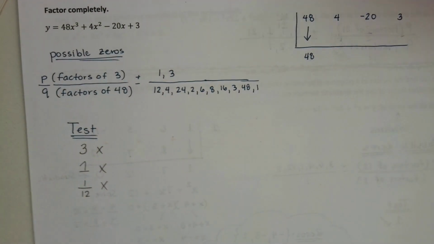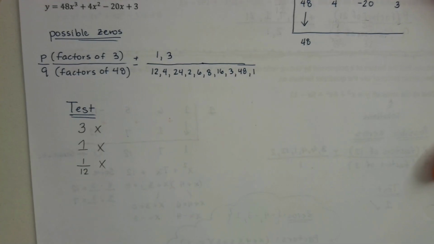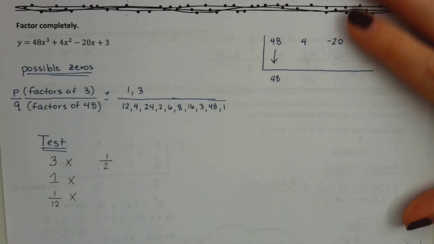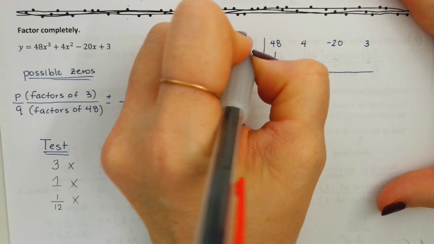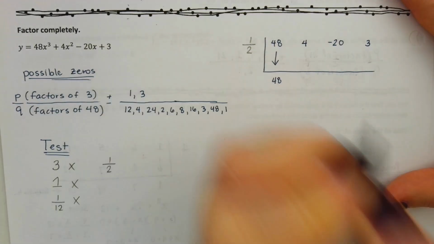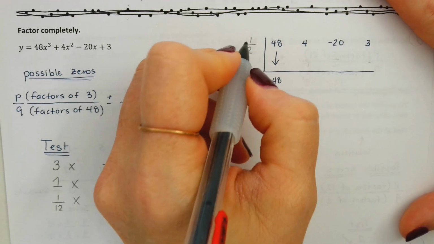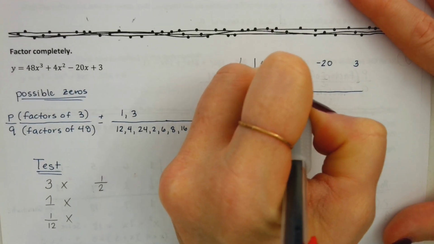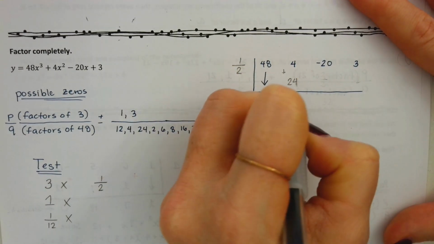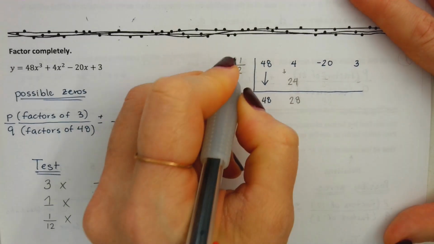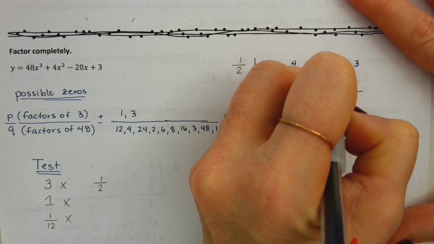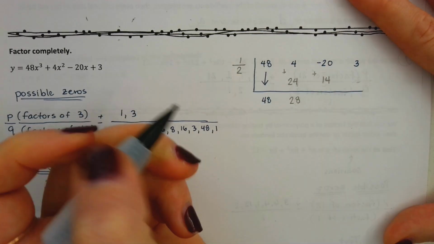All right, checking 1/2. We got some good guesses up front. Again, feel free to work faster than us if you want to try and find it faster. 1/2. Half times 48. 24. And then we'll add and get 28. What's a half of 28? 14. What do we get when we add?